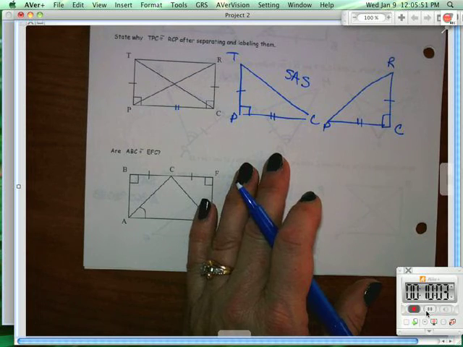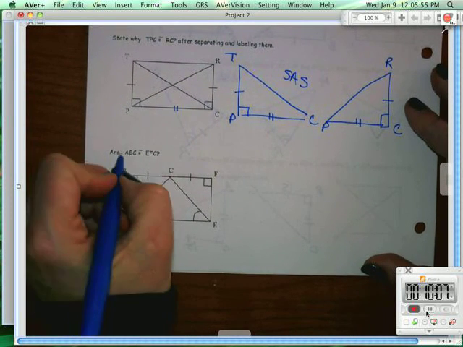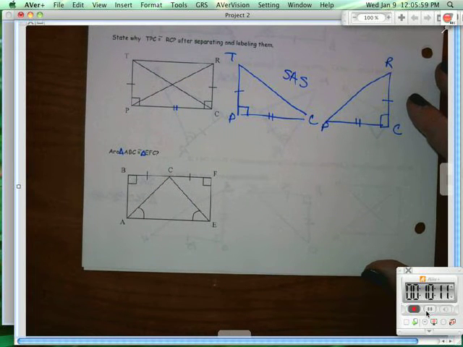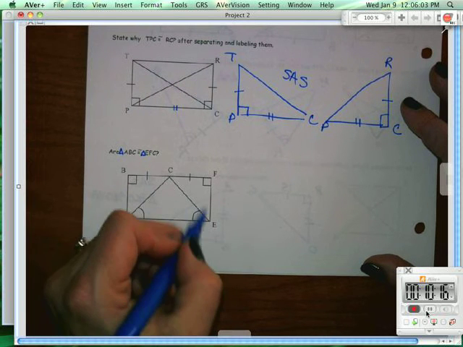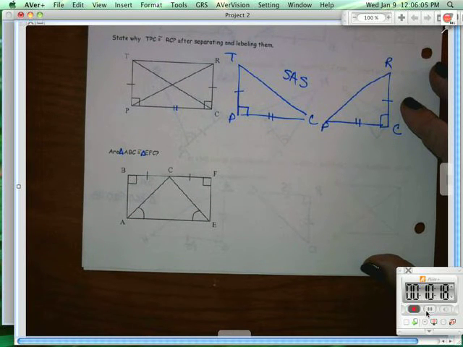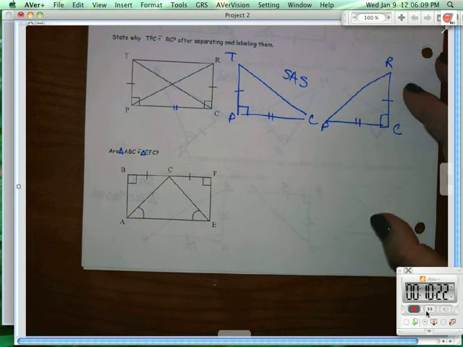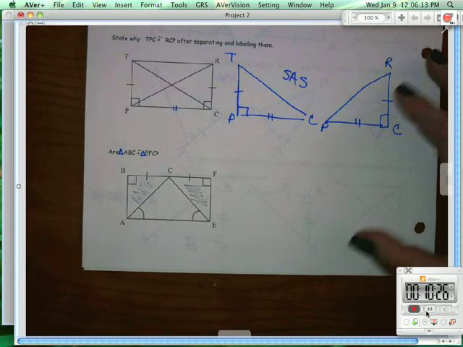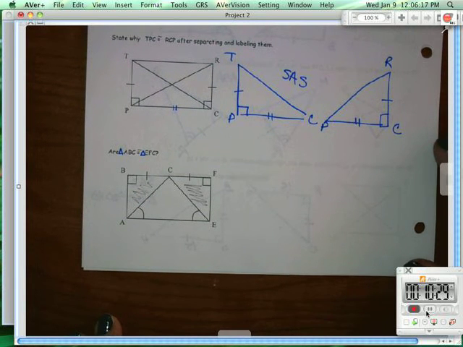And then, of course, we have to write a couple proofs. So, they want to know, are triangle ABC and triangle EFC congruent? So I have ABC and EFC. They want to know if this triangle is congruent to this triangle. That's what I'm looking at here. Okay? I may not need to separate these. Let's just take a look.